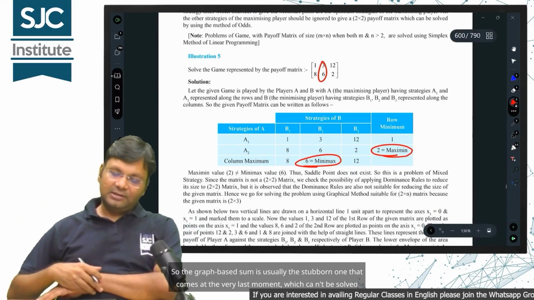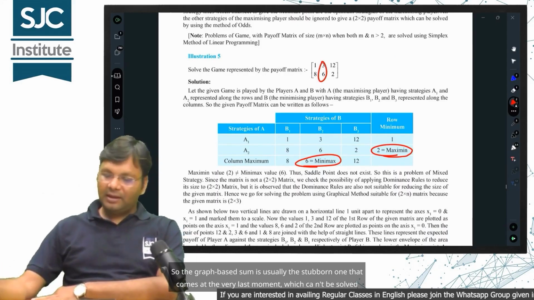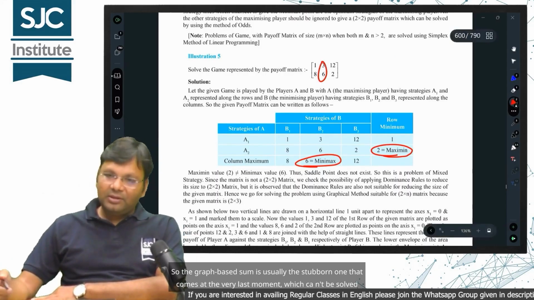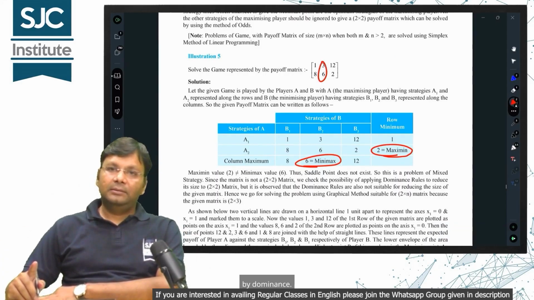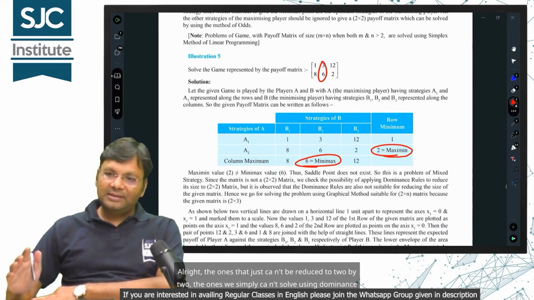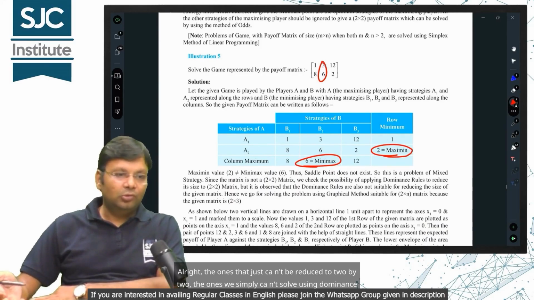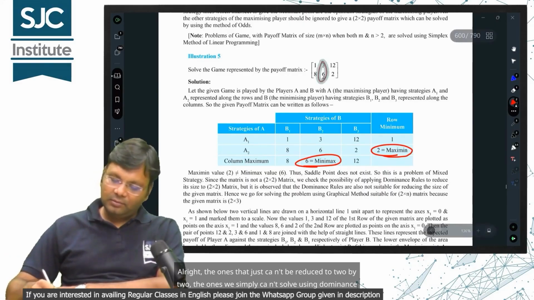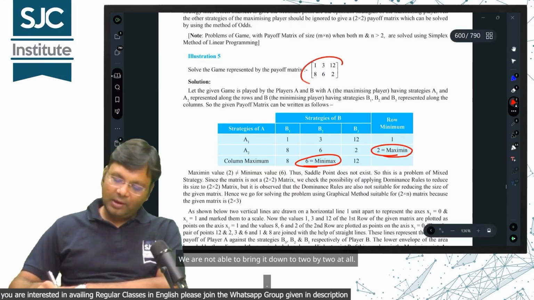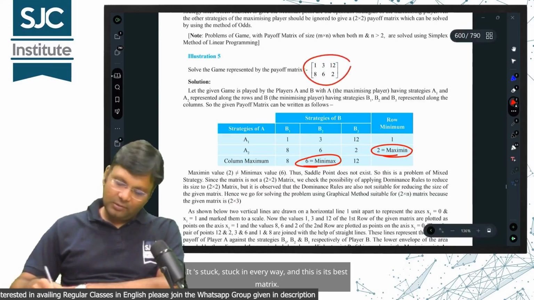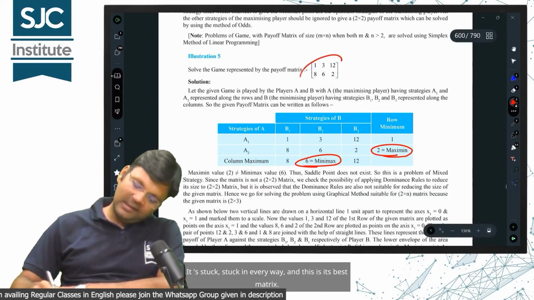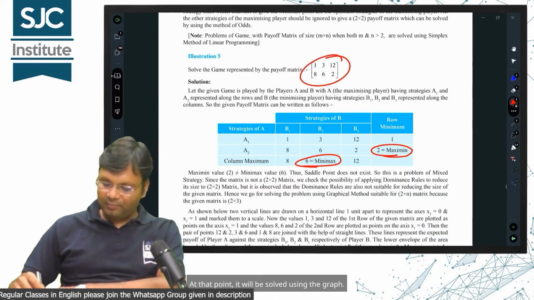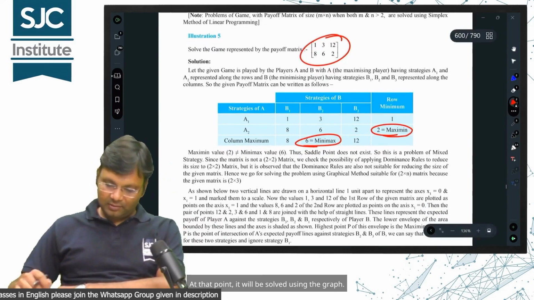So the graph-based sum is usually the stubborn one that comes at the very last moment, which can't be solved by dominance. The ones that just can't be reduced to 2 by 2, the ones we simply can't solve using dominance. It's stuck in every way, and this is its best matrix.